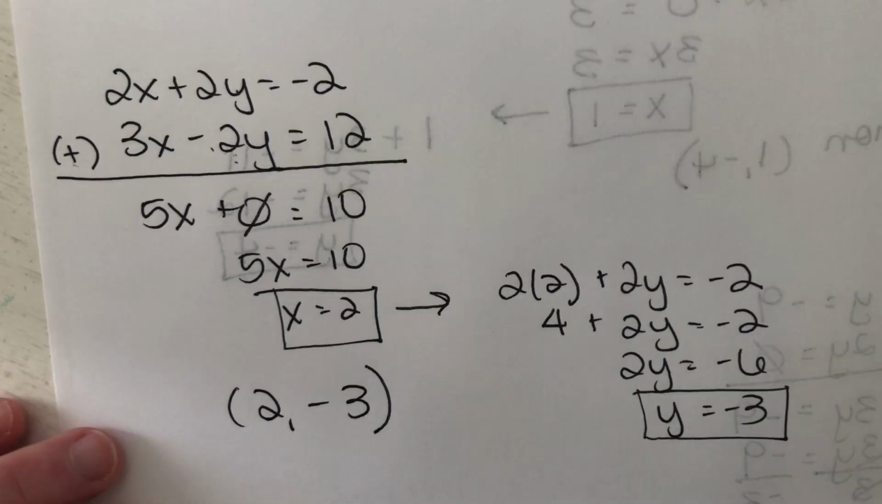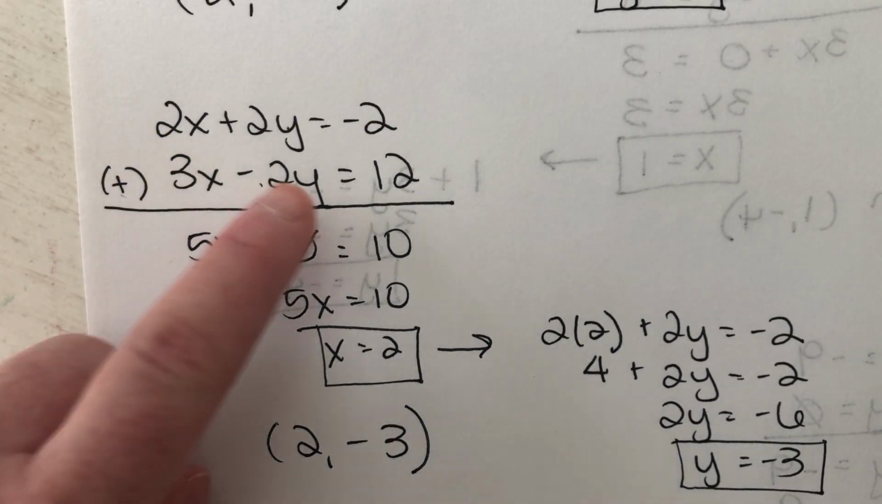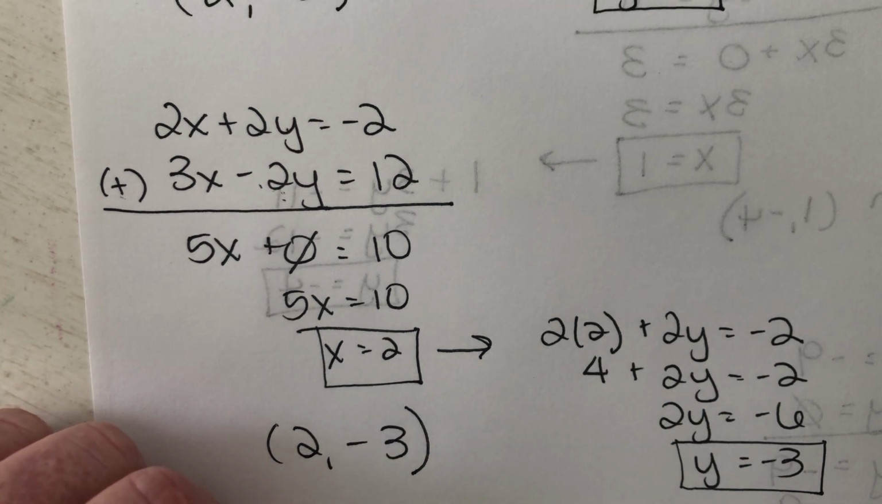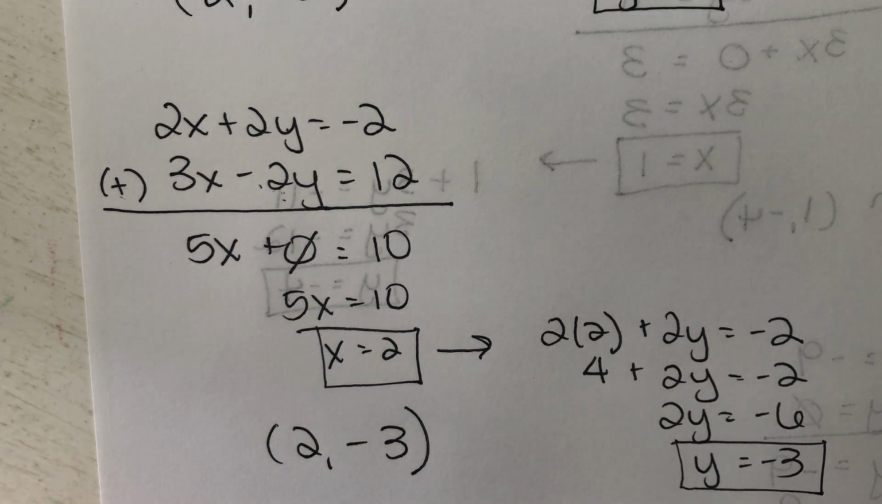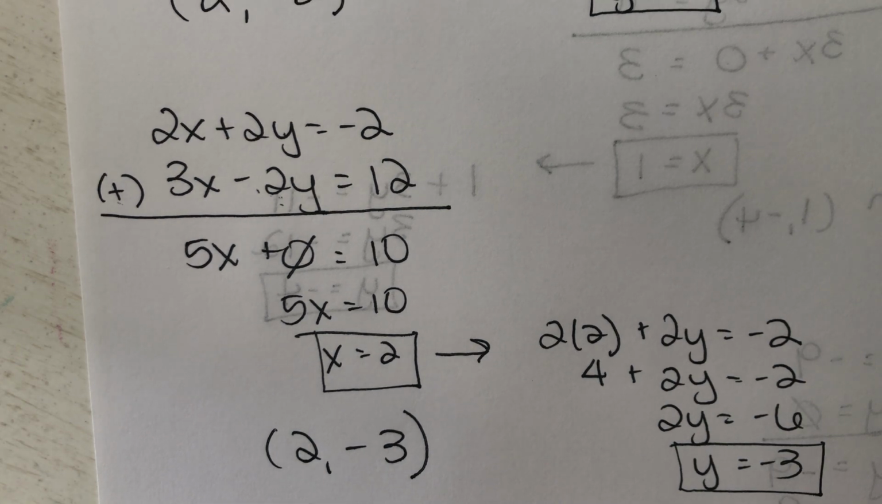Okay, I hope that's making sense with elimination. The whole idea is find the leading coefficients that match and then figure out, okay, do they have the same sign? Do they have different signs? Then I add them. If they have the same sign, if they are both positive or they are both negative, then I will subtract. So that's what we're going to do next here.